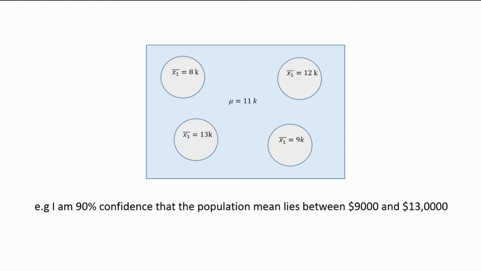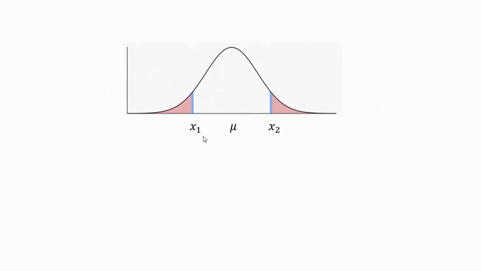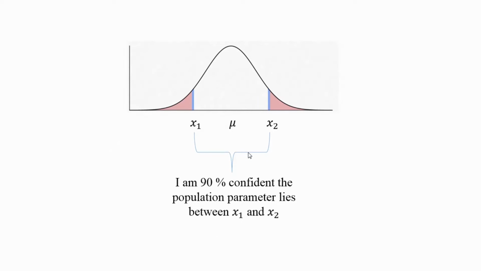Okay, so how do we visualize these confidence intervals, at least the mechanics of it? We can look at the following bell curve. Let's say we know the population mu is in the middle. Essentially, we want to be able to find values x1 and x2. We can say that between x1 and x2, for example, I'm 90% confident that the population parameter lies.